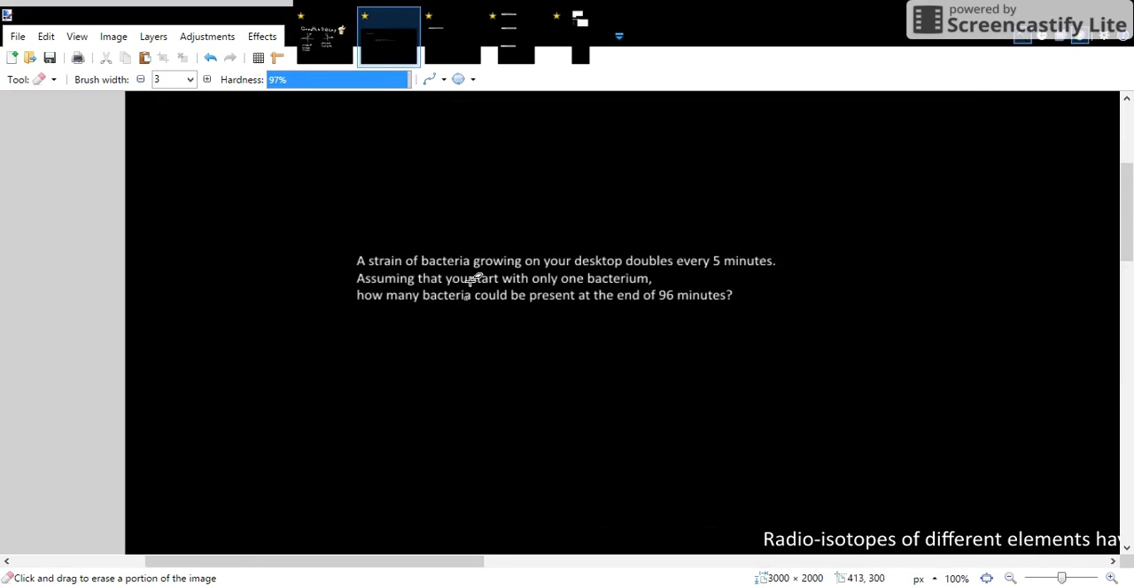See if you can identify if this is a growth or decay. A strain of bacteria growing on your desktop doubles every 5 minutes. Assuming that you start with only one bacteria, how many bacteria could be present at the end of 96 minutes? So the keywords that you should have underlined are double and growing. So this is a growth.